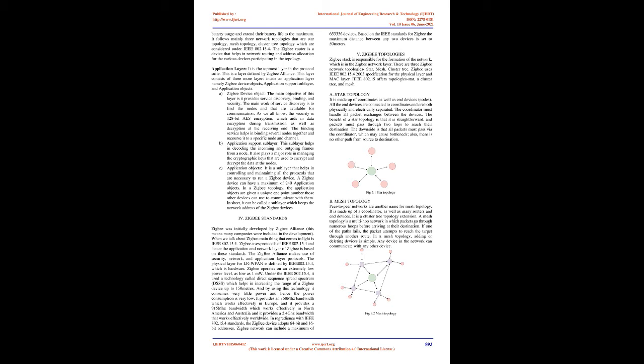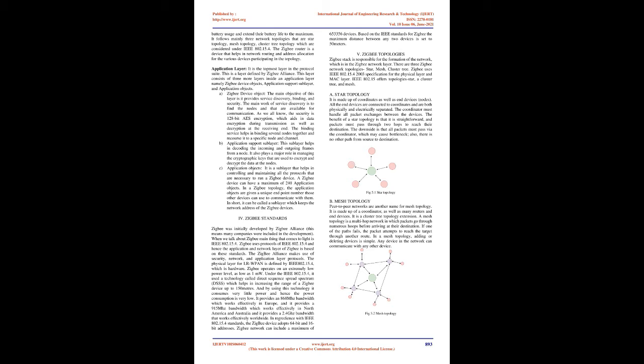The physical layer for LR-WPAN is defined by IEEE 802.15.4, which is hardware. Zigbee operates on an extremely low power level, as low as 1 mW. Under the IEEE 802.15.4, it uses a technology called direct sequence spread spectrum, DSSS, which helps in increasing the range of a Zigbee device up to 150 meters. And by using this technology it consumes very little power and hence the power consumption is very low.